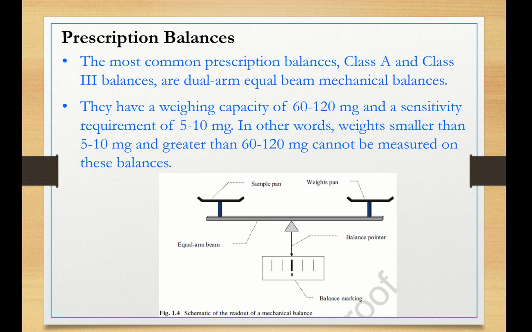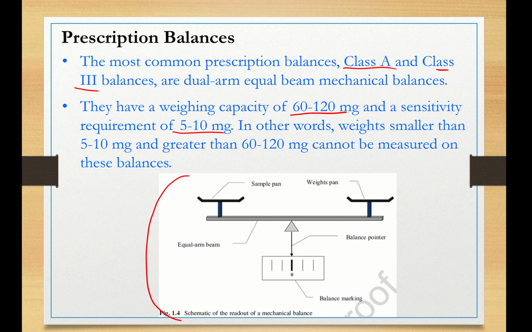Now, the two most common mechanical prescription balances are class A and class 3, and they usually have a weighing capacity of 60 to 120 milligrams and an SR of 5 to 10 milligrams. For our purpose here, I routinely use 6 milligrams, just easier for you to remember.